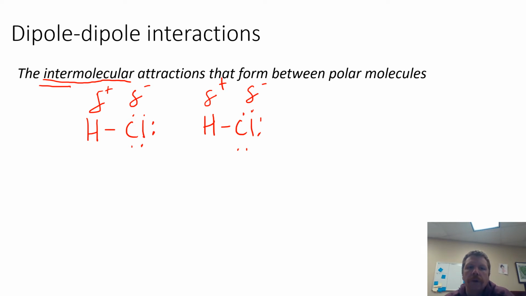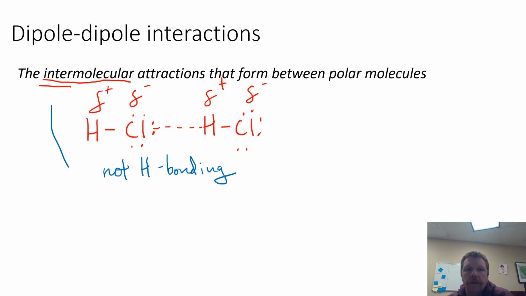So with HCl, between different molecules, the hydrogen and the chloride of adjacent molecules are attracted to one another. It's worth noting that this involves a hydrogen, but this is not hydrogen bonding.